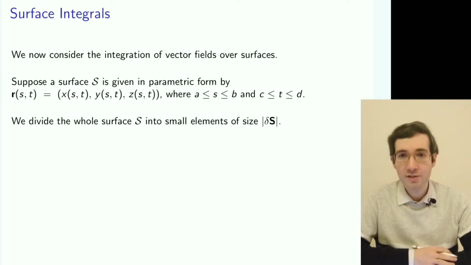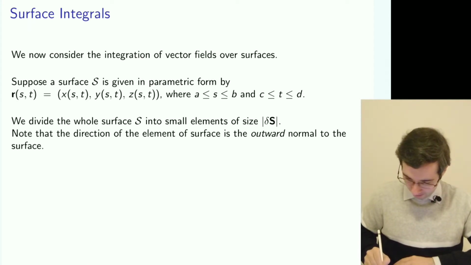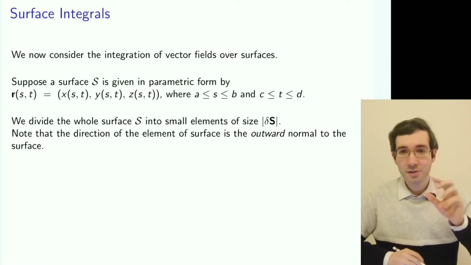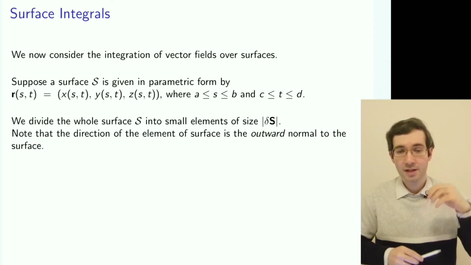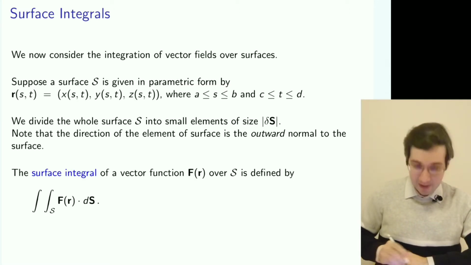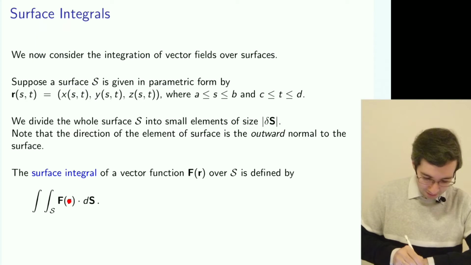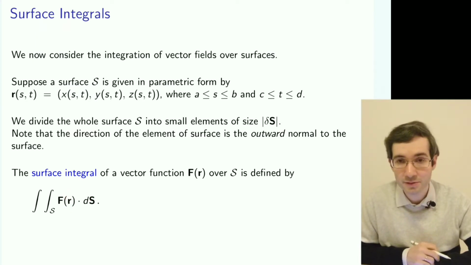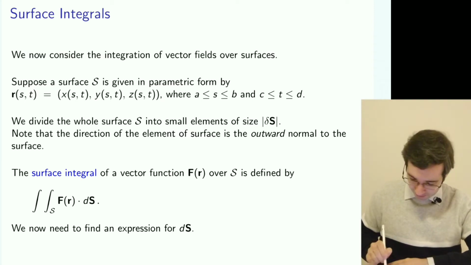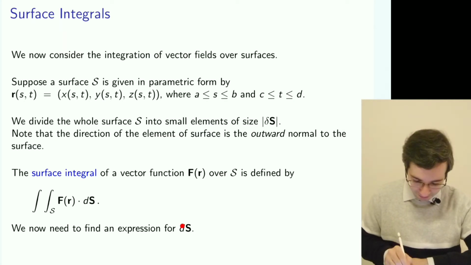And like we did for line integrals, we divide our surface into small elements, and also each element has orientation, which we normally take as an outward orientation. And then we write our integral, as you have seen in the previous videos. We write it as a scalar product of the vector field and an element of that surface. So the task before us is to define what that element is. So how to define that element?